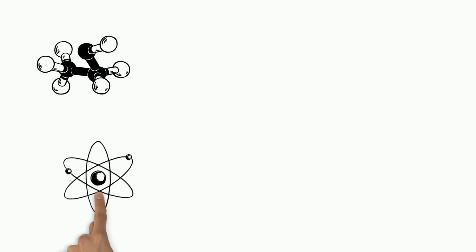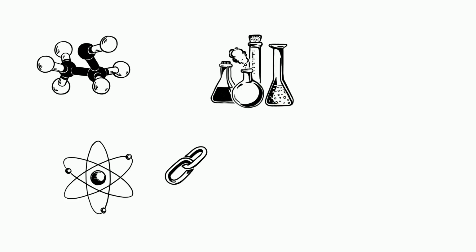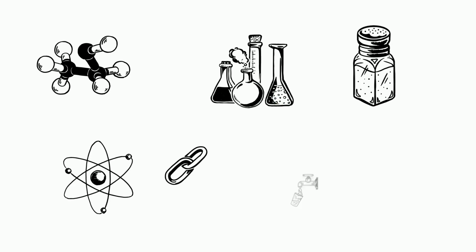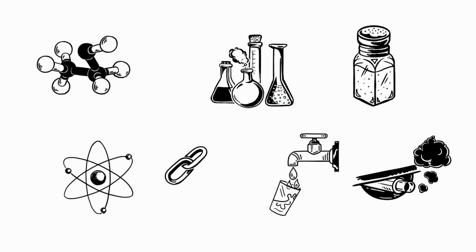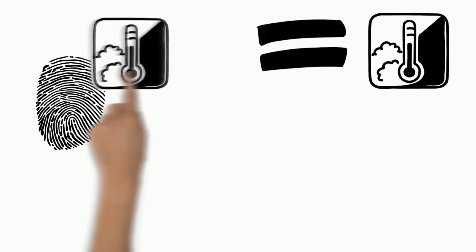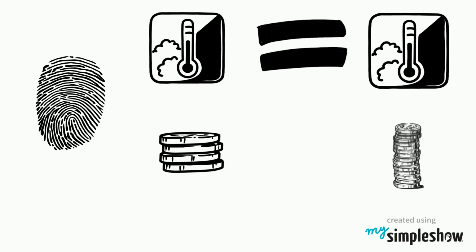Compounds are made of molecules. Molecules are atoms that are bonded, chemically joined together. Molecules can only be broken apart by a chemical reaction. Some examples are sodium chloride, water, and carbon dioxide. We identify compounds by their unique physical properties that are the same no matter how much of the compound we measure.